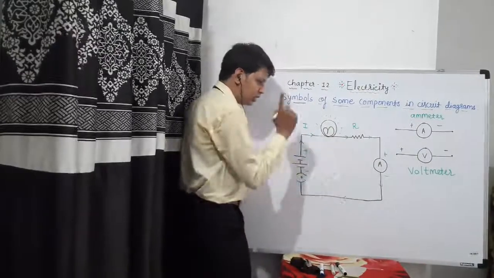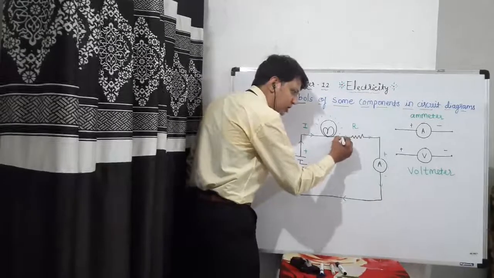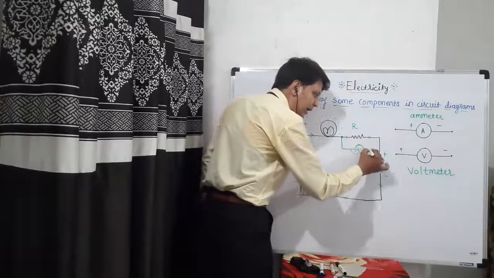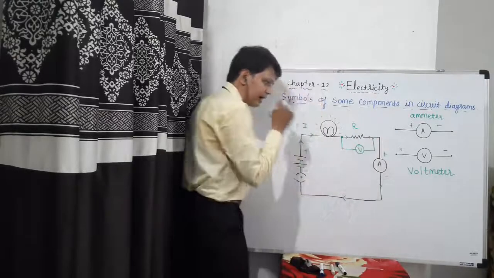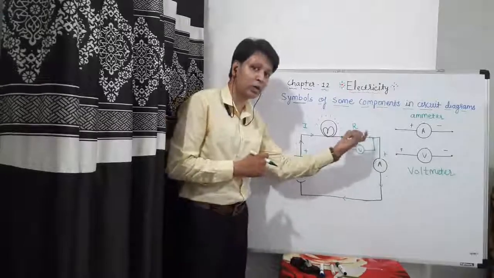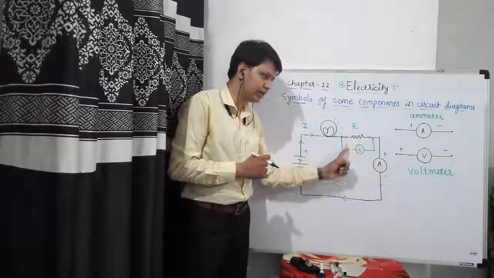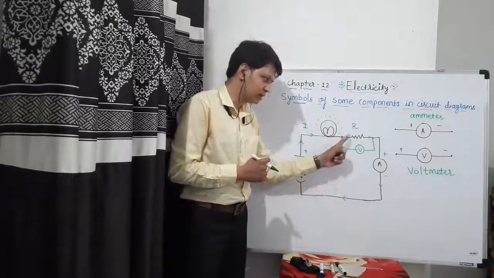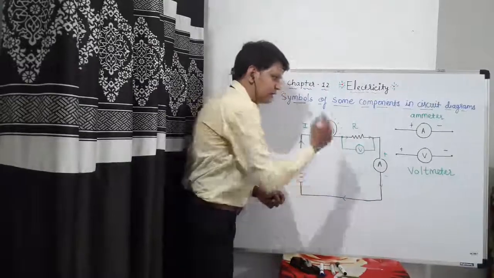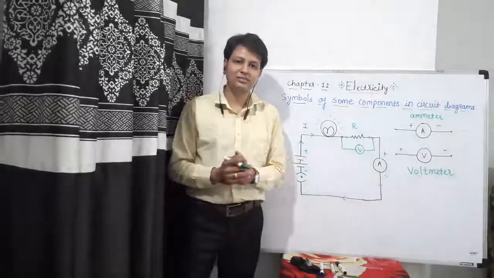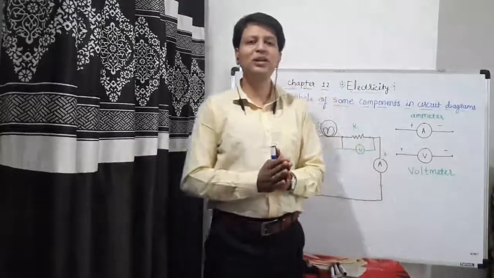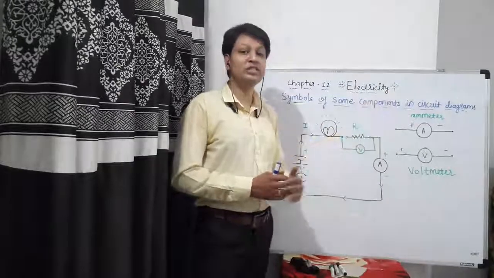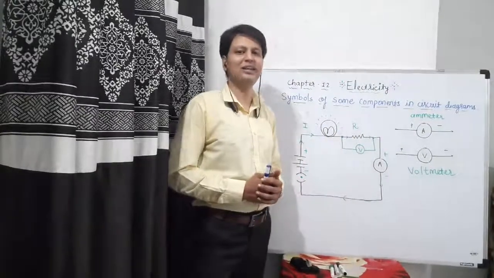The ammeter measures it. But if I want to measure the voltage or potential difference, I have to connect the voltmeter in parallel to any conductor or resistor. So the voltmeter is always connected in parallel. This is a parallel connection. We will study it later also, but this is a parallel connection, and the ammeter is connected in series. So friends, this was simple information about some of the symbols of components which are commonly used in our circuit diagrams. Thank you.